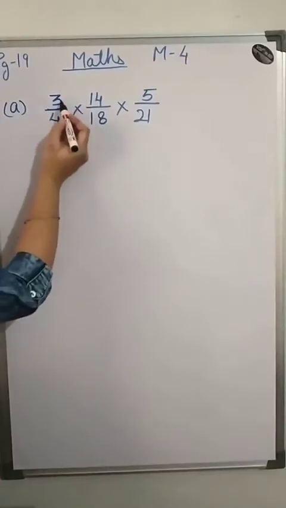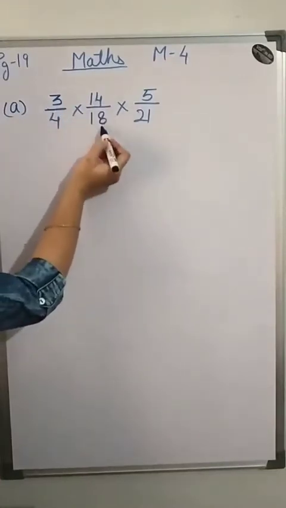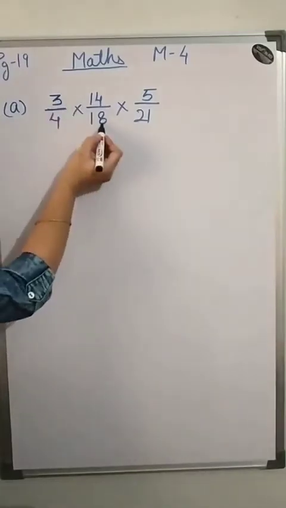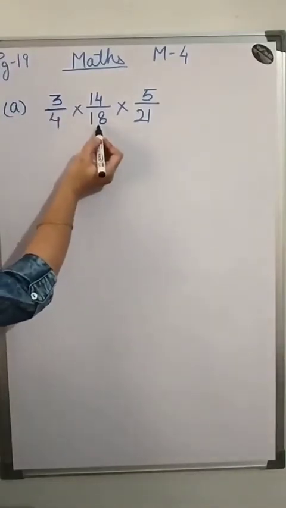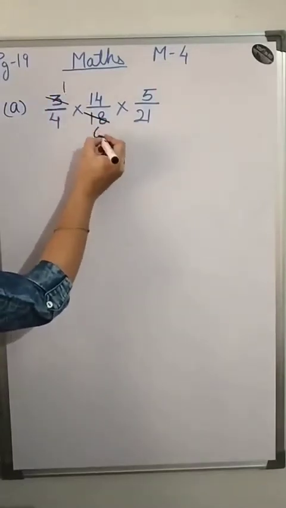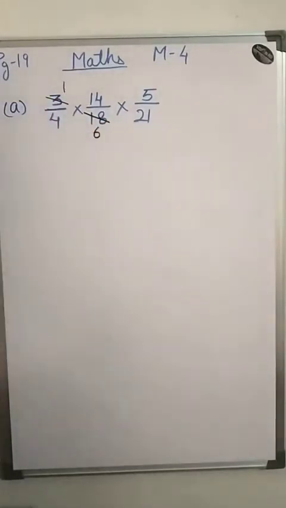Today in this class I explain multiplication of fractions. See here, the question is 3 upon 4 multiply 14 upon 18 multiply 5 upon 21. 3 and 18 have a common factor, that is 3, so we cut them. 3 and 6, because 3 times 6 is equivalent to 18, so we cut them.